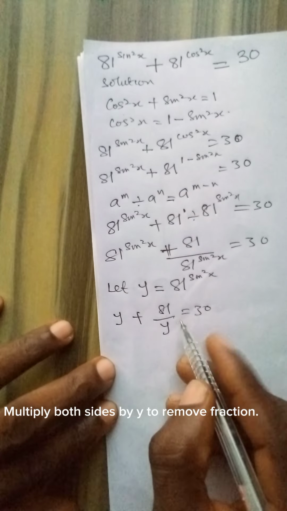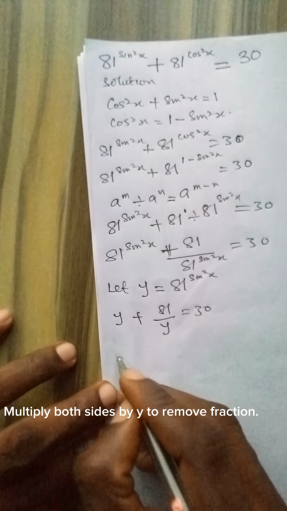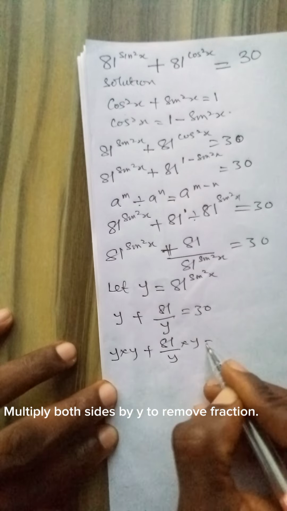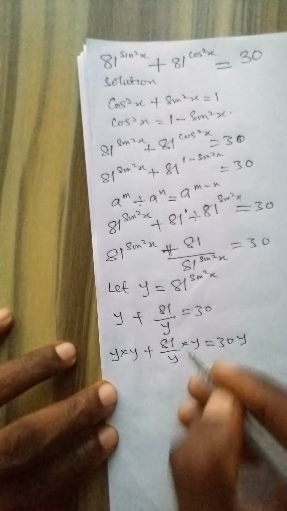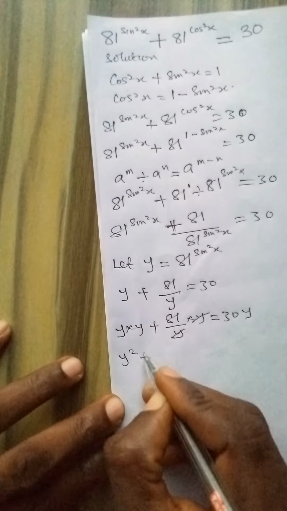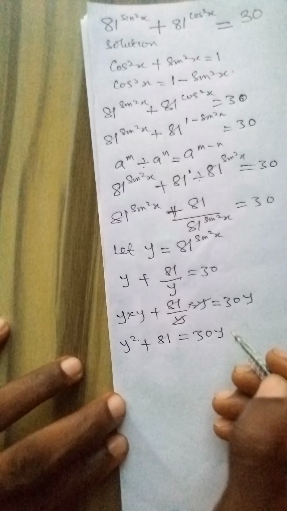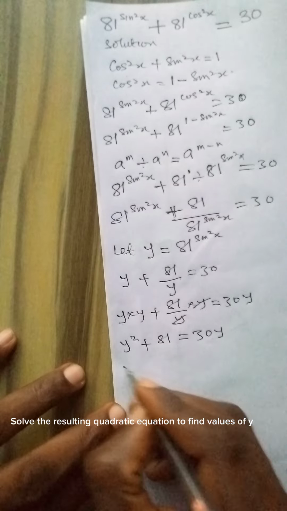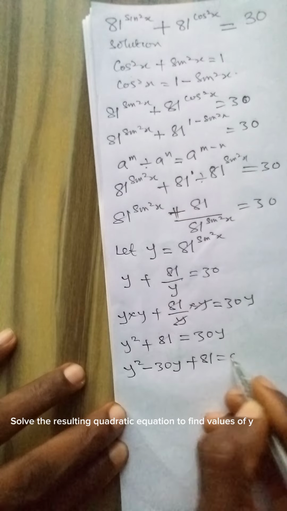Let us multiply both sides by y. Multiplying both sides by y, it becomes y times y plus 81 over y times y is equal to 30 times y. I am multiplying by y to clear this fraction. So this y will cancel this y, and the result becomes y squared plus 81 is equal to 30y. So I have a quadratic equation. Let me rearrange it: y squared minus 30y plus 81 is equal to 0.